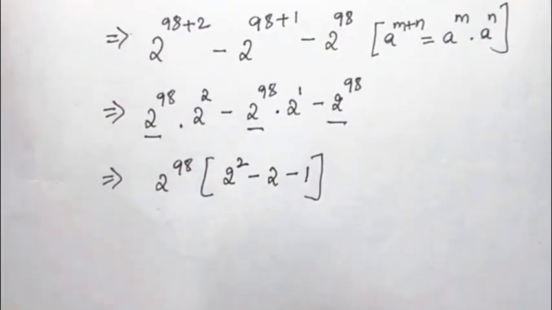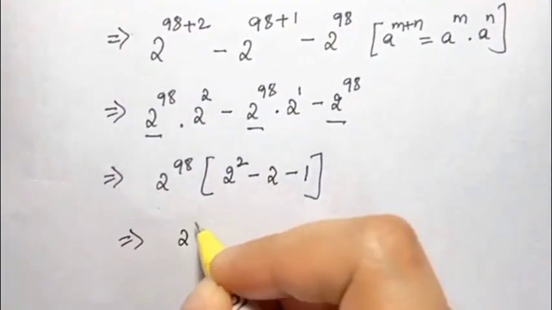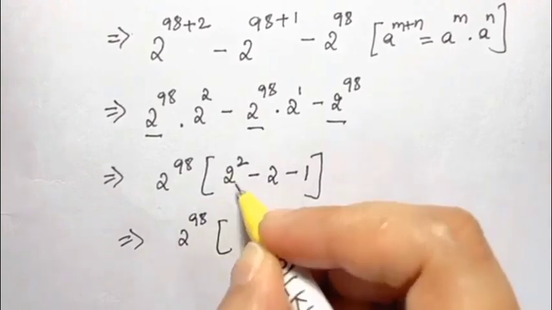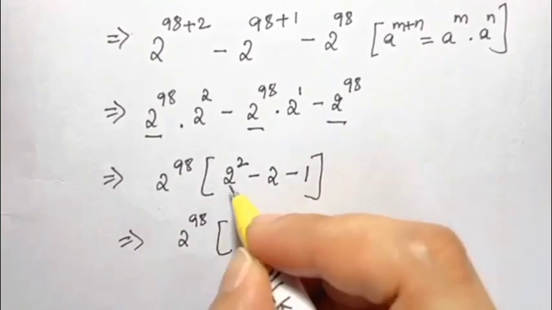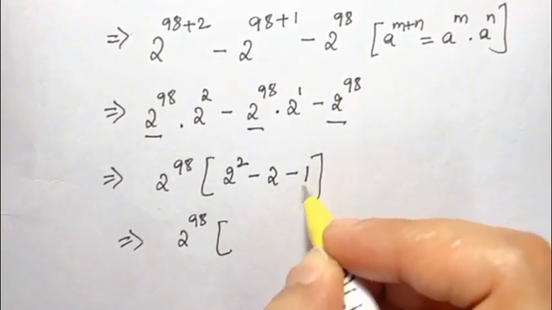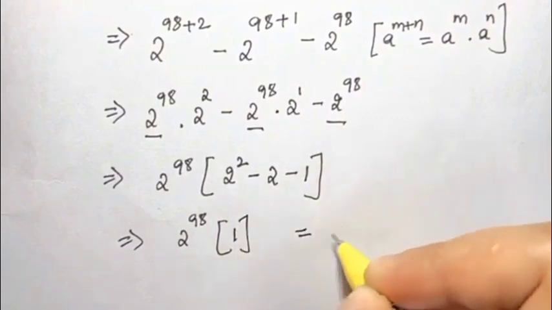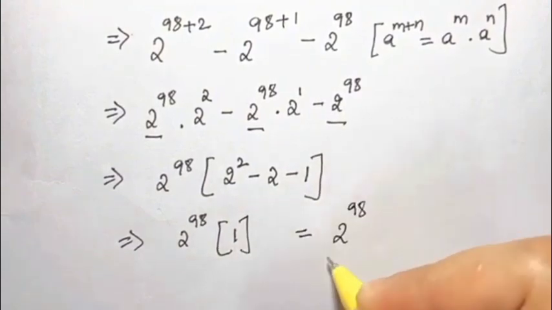Now that will give you 2 to the power of 98 times 4 minus 2 minus 1. 4 minus 2 is 2. 2 minus 1 is 1. So your answer is 2 to the power of 98.